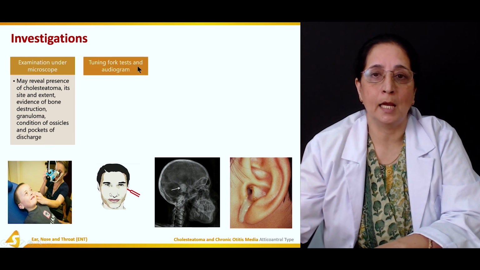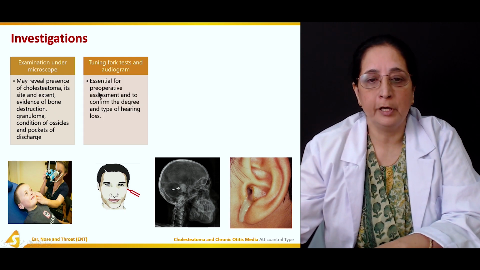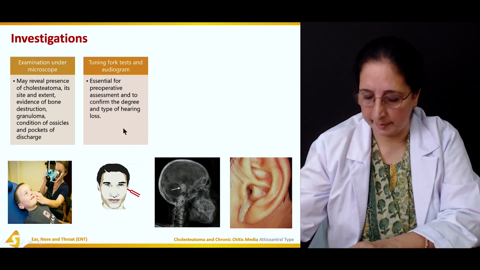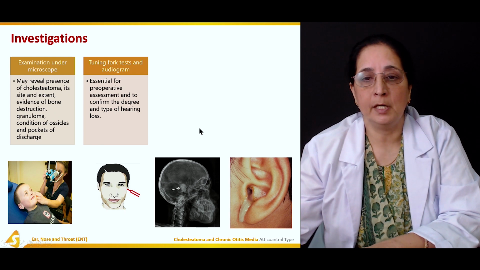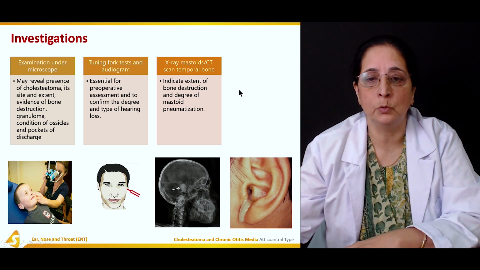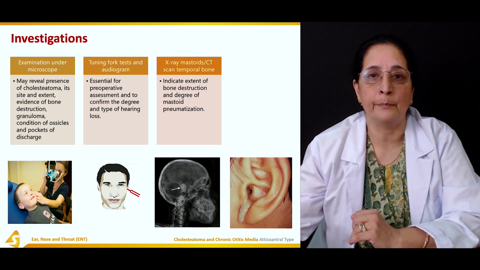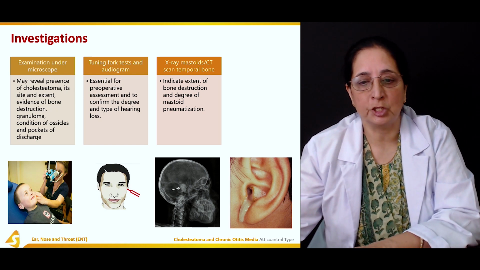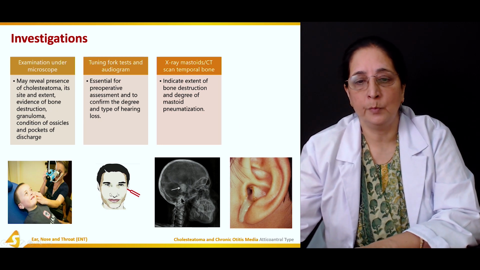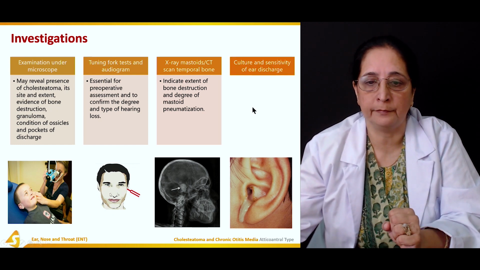Tuning fork test and audiogram. This is essential for preoperative assessment and to confirm the degree and type of hearing loss. X-ray mastoid and CT scan of the temporal bone are done to find out the extent of bone destruction and degree of mastoid pneumatization. Pneuma is for the air, so pneumatization is the air cell development in the mastoid.